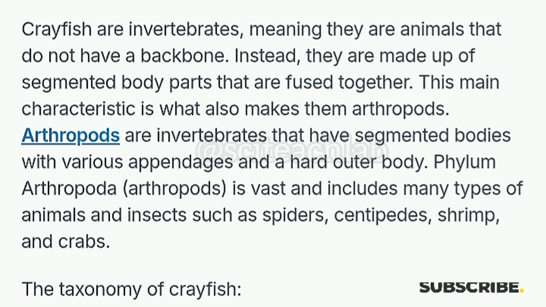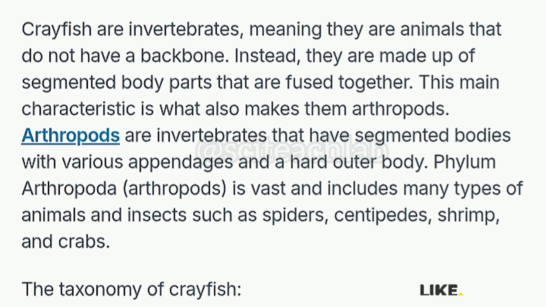So it's important to note that there are 2 main parts of a crayfish, including the cephalothorax and the abdomen. So the cephalothorax includes the head and the thoracic sections, while the abdomen is below the cephalothorax that continues to the pelvis. It's important to note that. Okay, now crayfish are invertebrates, meaning they are animals that do not have a backbone. Instead, they are made up of segmented body parts that are fused together.